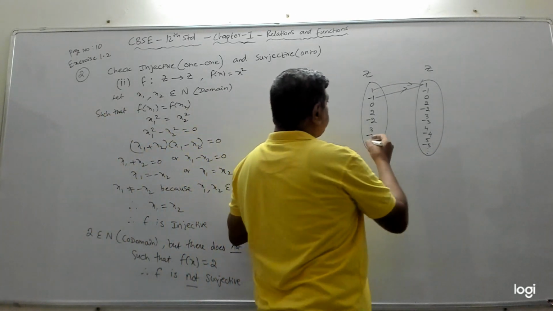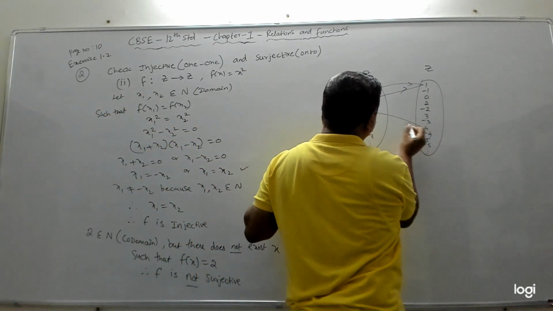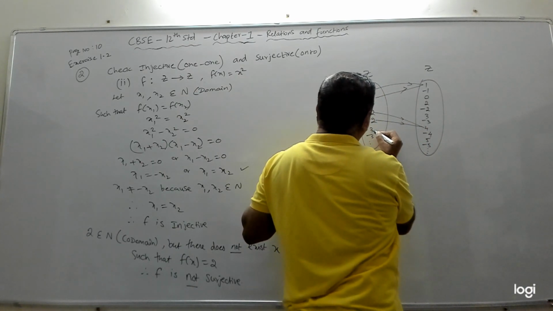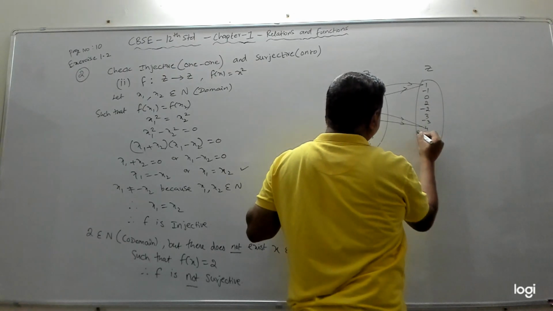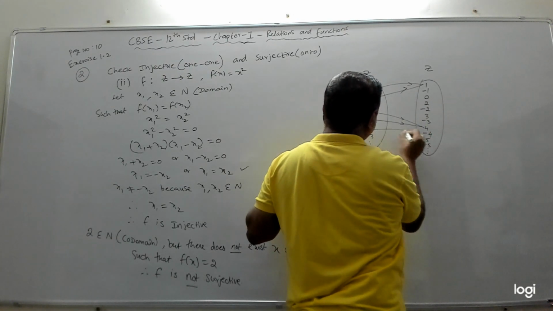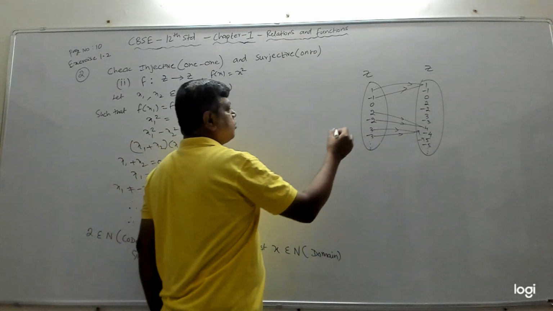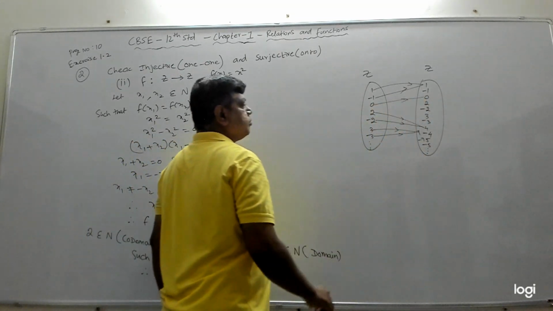Clear? Similarly, 2 goes to 4, and minus 2 also goes to 4. 3 goes to 9, and minus 3 also goes to 9. 0 will go to 0. You see this?